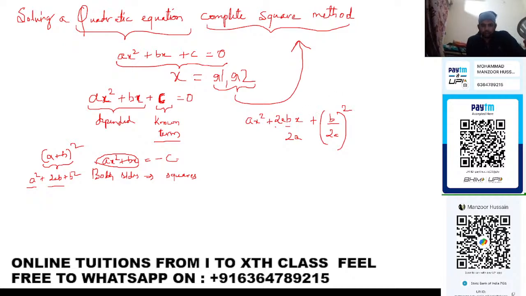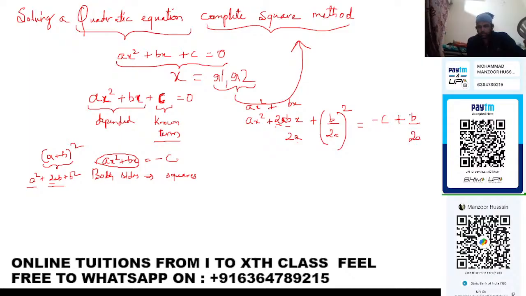Why, sir, like this? Because 2 is from this particular term, where a is also not available. That's the reason we write it as a by a, so that 2a gets cancelled and it becomes bx again. We were having ax square plus bx only. Now we have written it as 2a into b by 2a x plus b by 2a whole square. You cannot do this on one side only. This has to be applied on the other side also, so the addition of b by 2a whole square should be done on both sides.